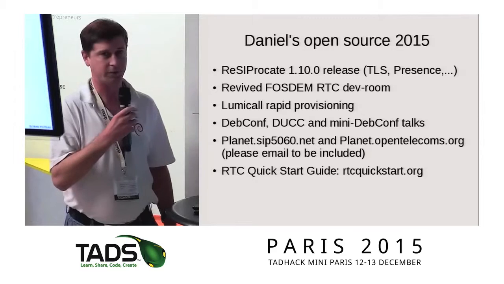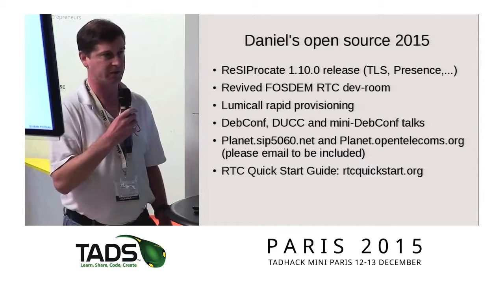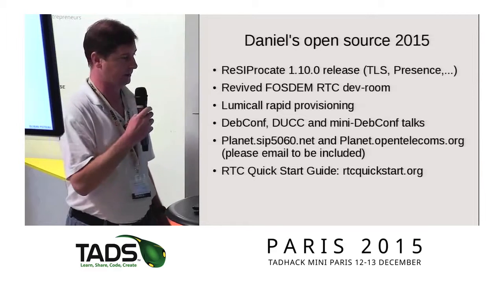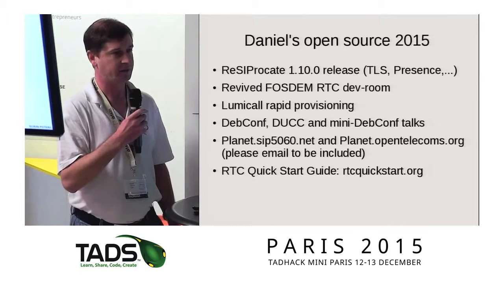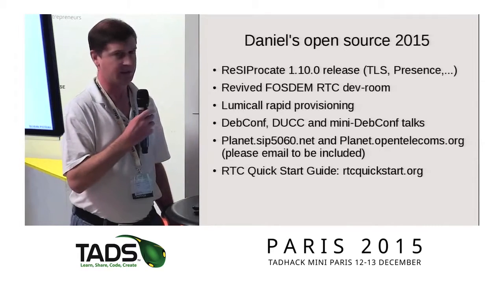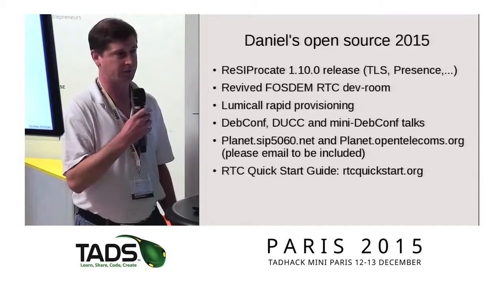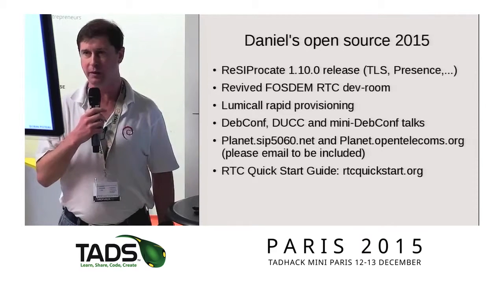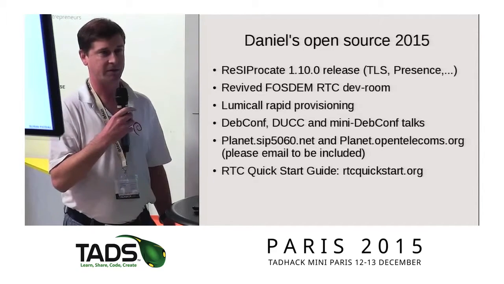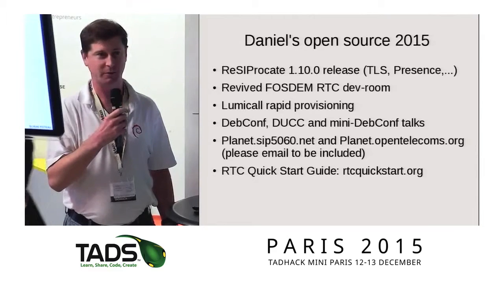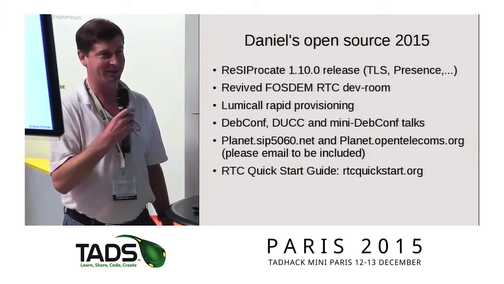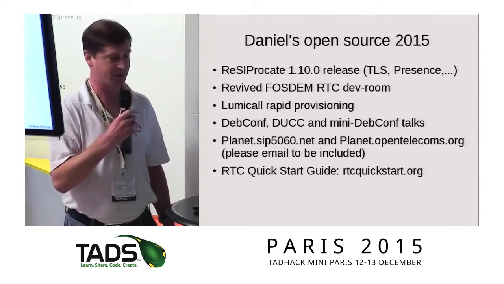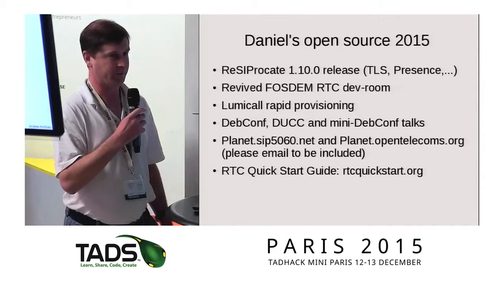So, just having a quick look through some of the things I've been doing with open source and federated communications this year. The reSIProcate 1.10 release makes federated SIP particularly easy. TLS has been improved because that's essential for federation. We've revived the RTC dev room at FOSDEM for next year. That's one of the most popular dev rooms. We've got 27 proposals for talks, and somebody has to finish going through those in the next few days and selecting the speakers. We've done rapid provisioning in Lumicall.